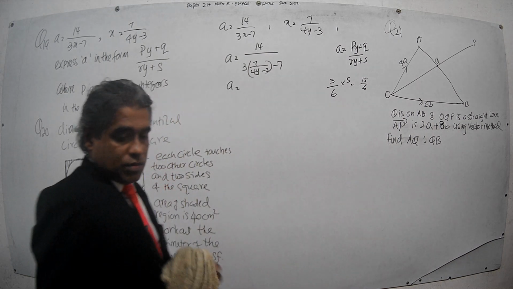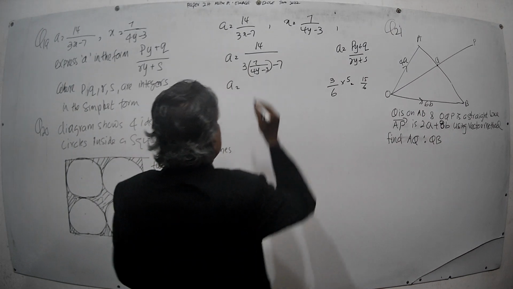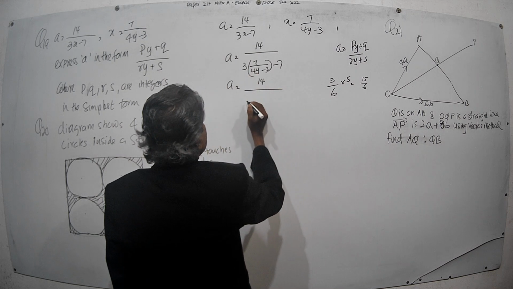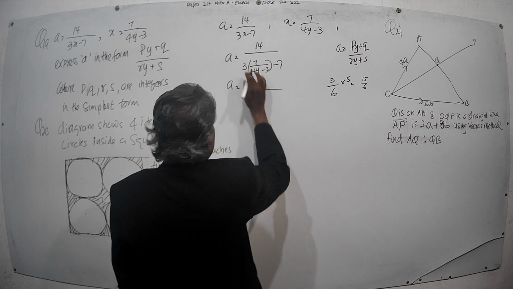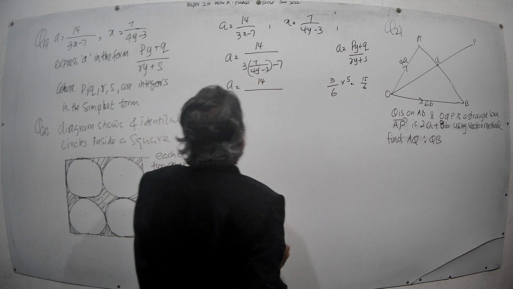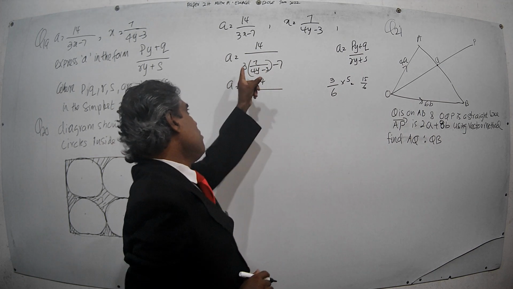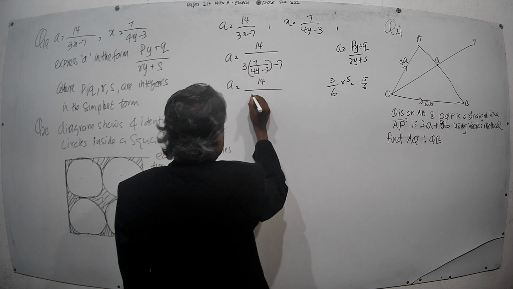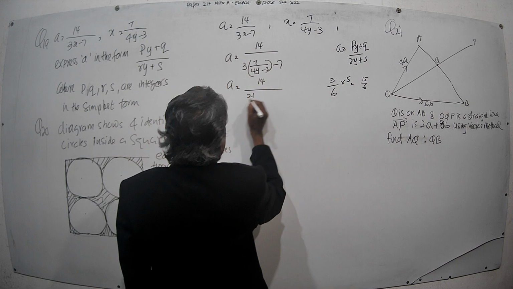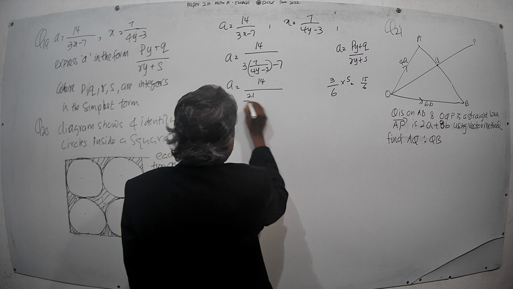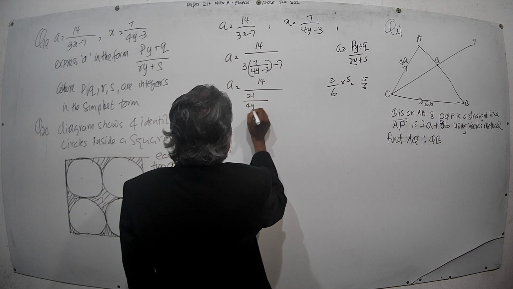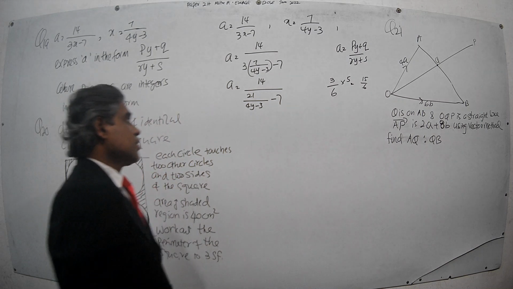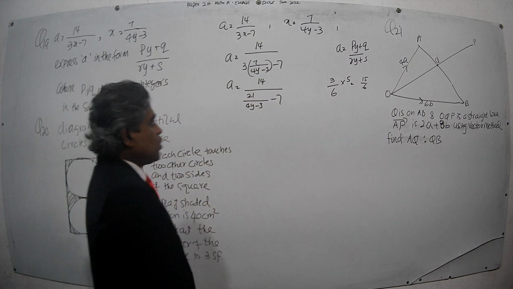Right. Now here you write this 14 here. Then go to the denominator. You can't cancel 3 and this denominator, so you multiply this 3 by this 7 numerator, right? Then 3 times 7 is 21 over 4y minus 3, then this minus 7.